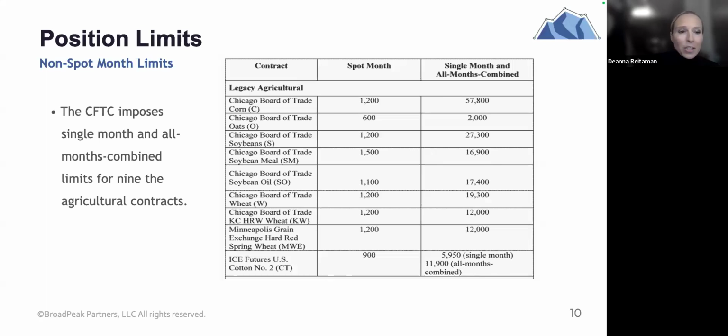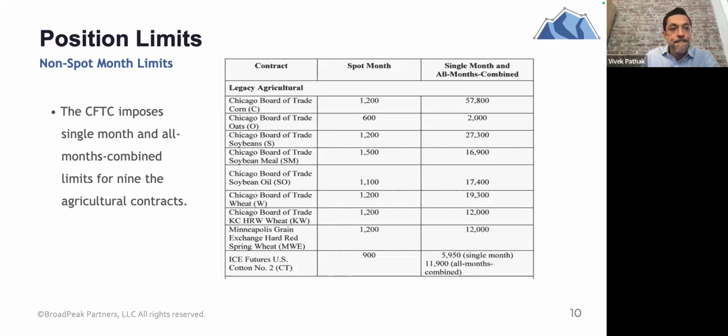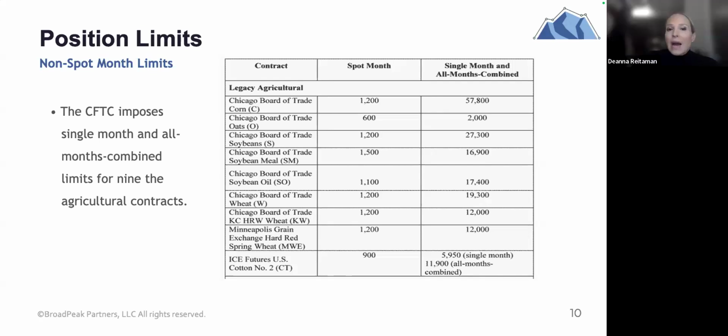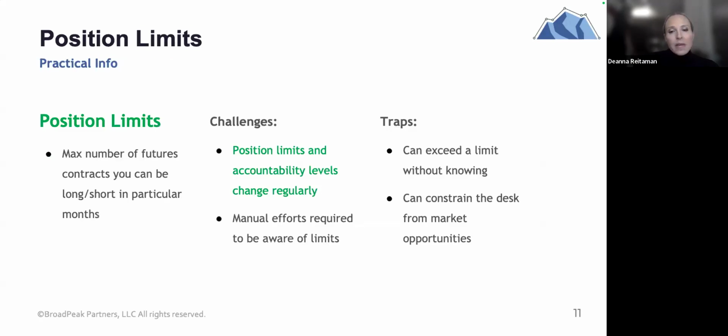There are single month and all month combined limits on 9 agricultural contracts. But making sure that you have the right data and the right controls to pick up the physically settled, the spot month, when does the position limit kick in, is something that also requires systems and data. And so for that, I'll turn it back to Vivek, to slide 11, to talk about how do you actually get the data together, aggregated, which we'll talk about later, to see if you even hit these limits.